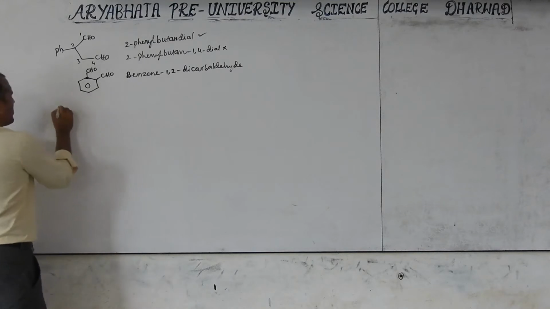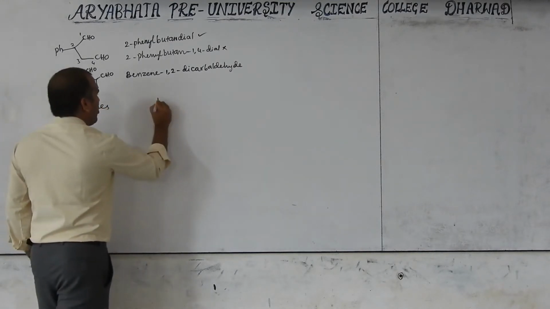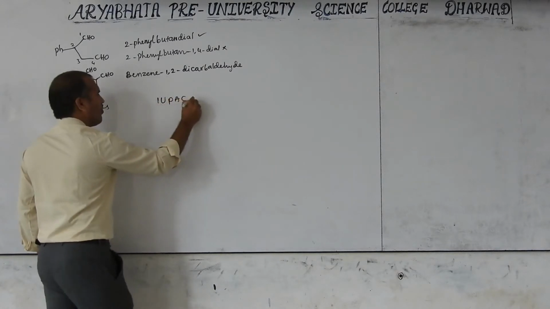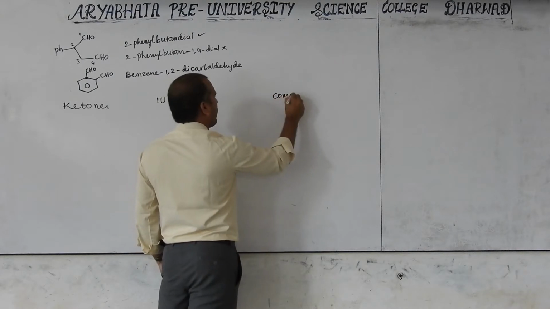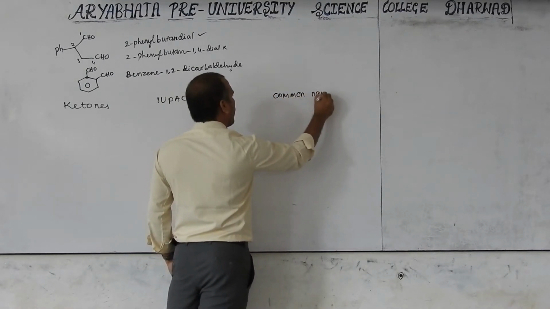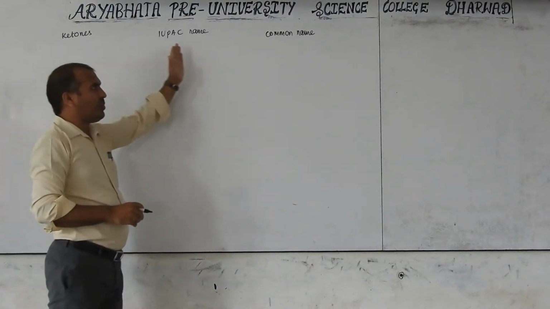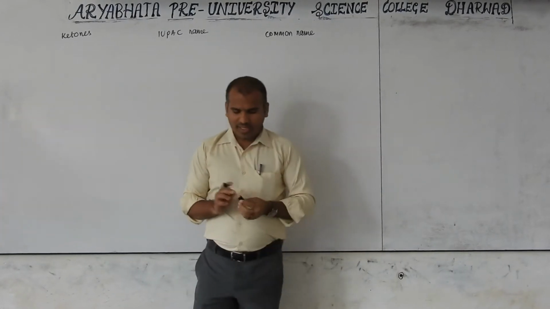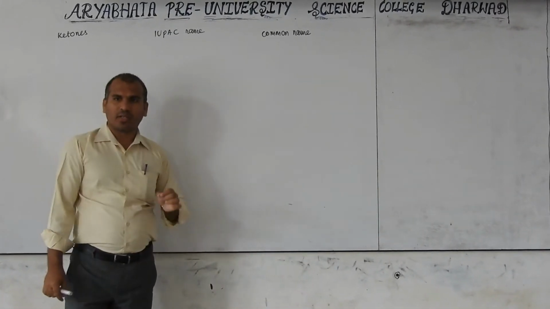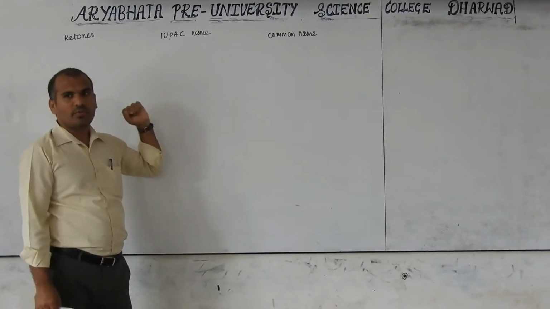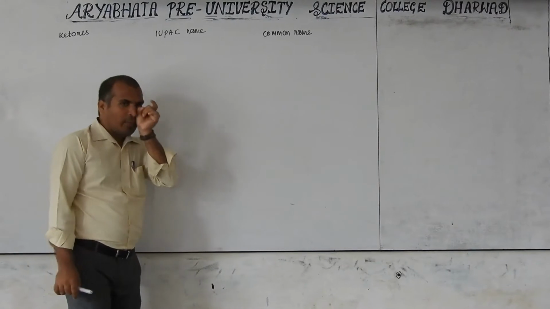Now I will discuss the ketones: IUPAC name, and next, common name. Just let me recall the rules. Find the longest carbon chain and give the least number to the keto group. If a substituent is also there, it should also get the least number, that is better.